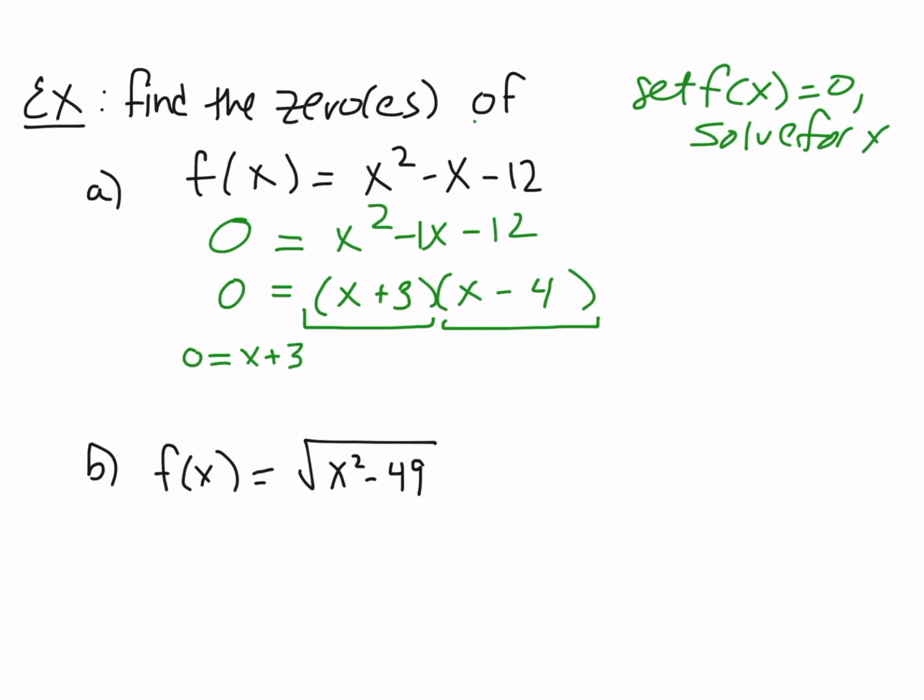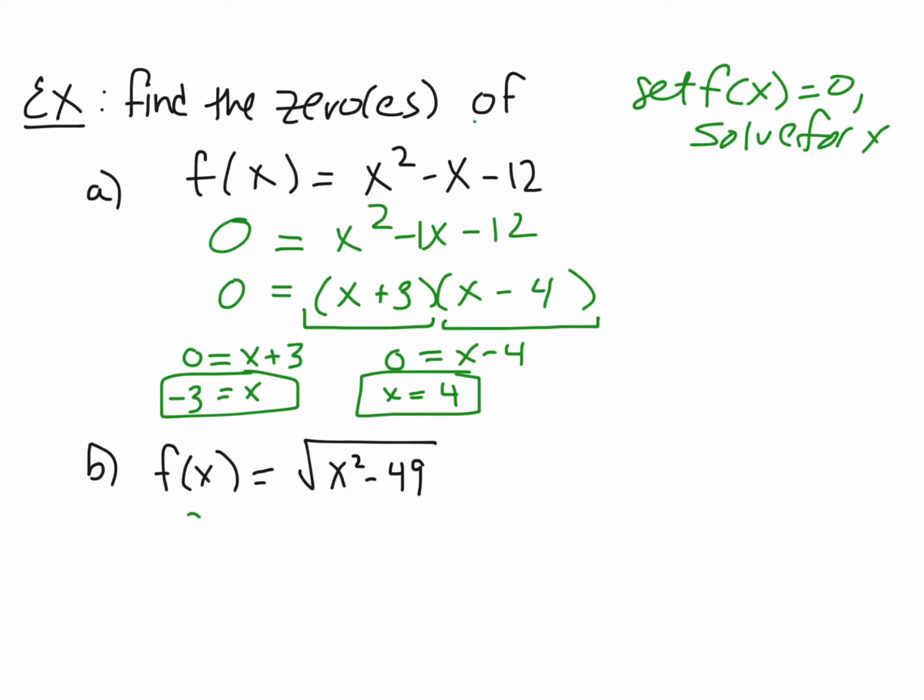Solving for this gives us x equals negative 3, and set 0 equal to x minus 4 and solve, I get x equals 4 as my other 0. So the zeros of this function would be negative 3 and 4. Now let's try to find the zeros of the second function here.